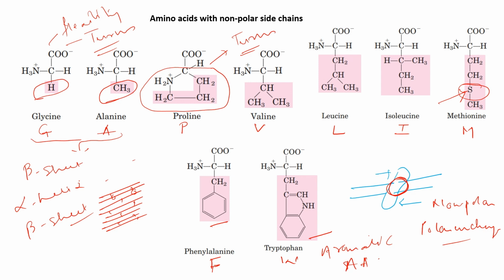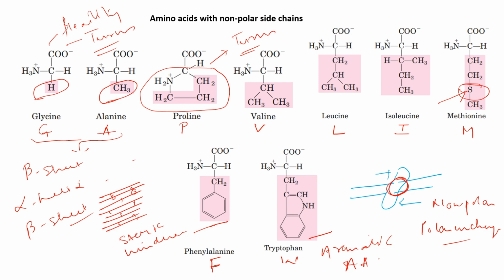Now, phenylalanine and tryptophan are bulky amino acids because they contain heavy R groups. In a protein, the bulky amino acids cannot be present together in a long stretch because they can create steric hindrance. So never in any protein will you find bulky amino acids in a long stretch.